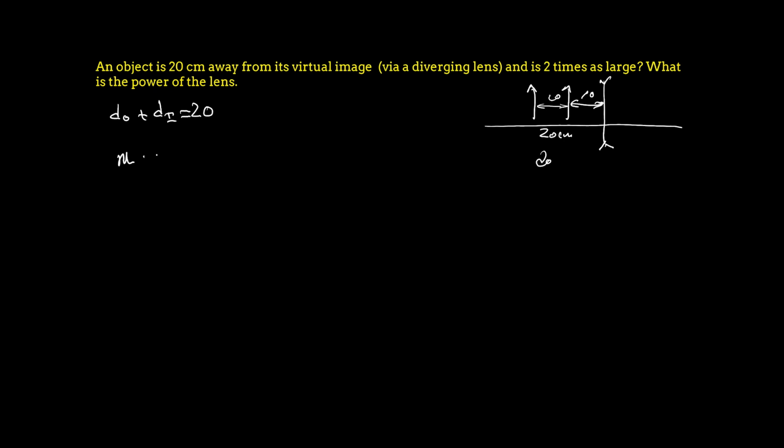So M is negative dI over dO. And if the object is twice as large as the image, then the magnification is a half, right? Because the magnification tells you how large the image is compared to the object. So if you're not sure, we can put it here. M equals a half, which is negative dI over dO. Okay?